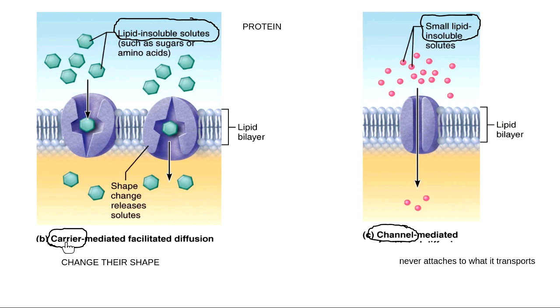So, the first classification of the types of proteins that I use to move things: carrier proteins that will change their shape and attach to what they're transporting. Channel proteins that do not change their shape to transport something. They always have this channel, or this space, for things to move.